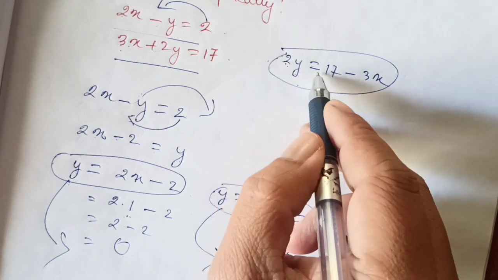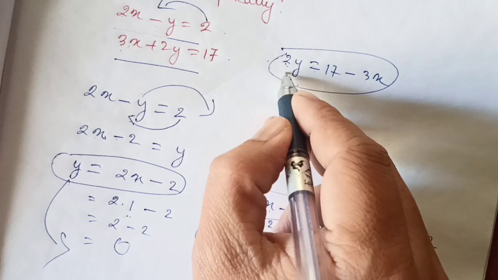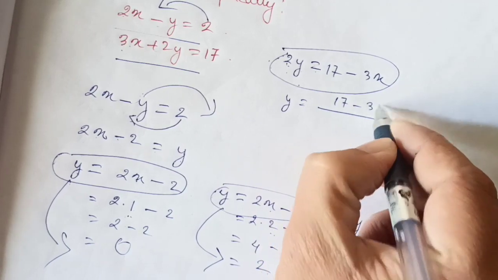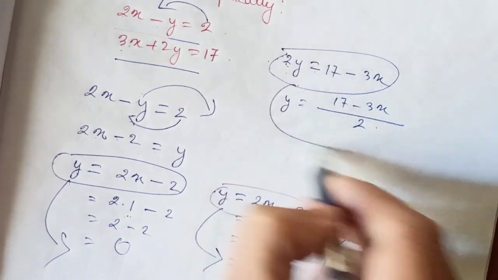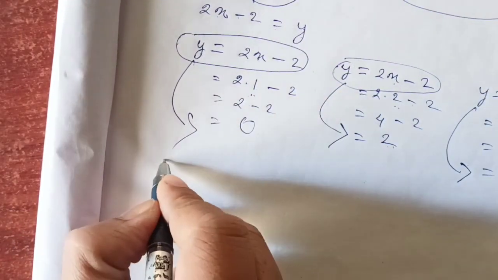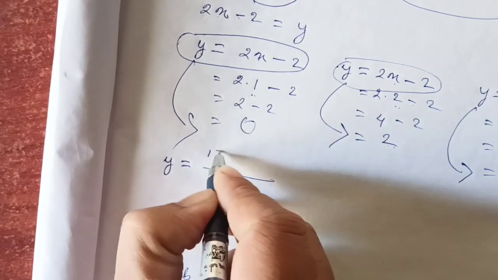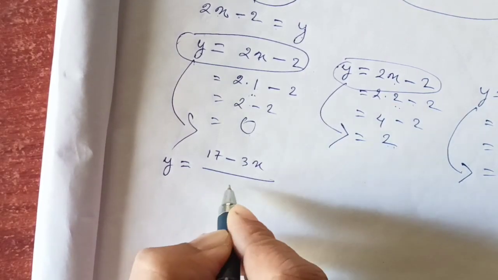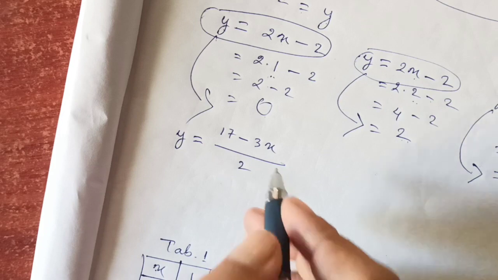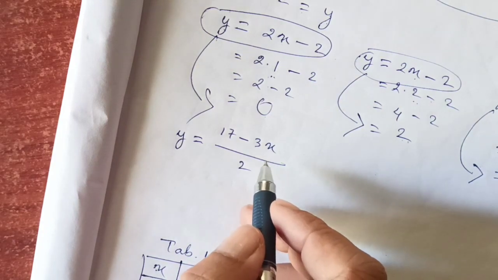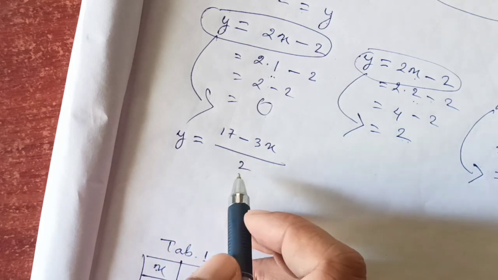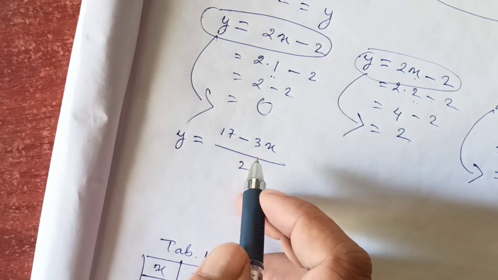So 2y equal to 17 minus 3x. Then this 2, let us transfer it. When we transfer a multiplication, it turns into a division. So y equal to (17 minus 3x) by 2. We will be using this equation always. So let us find our first value. Now the condition is that when you take a value for x, after we subtract from 17, we should get an even number, because 2 is an even number.